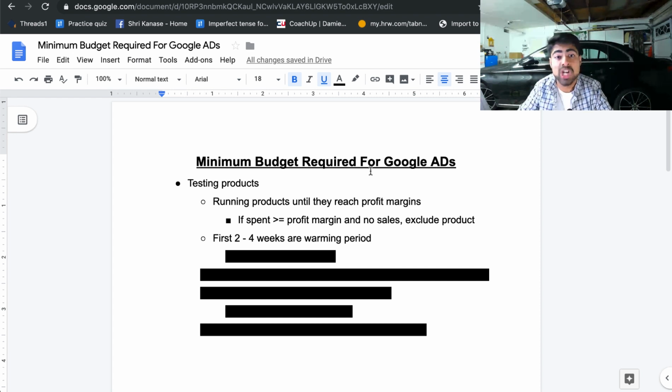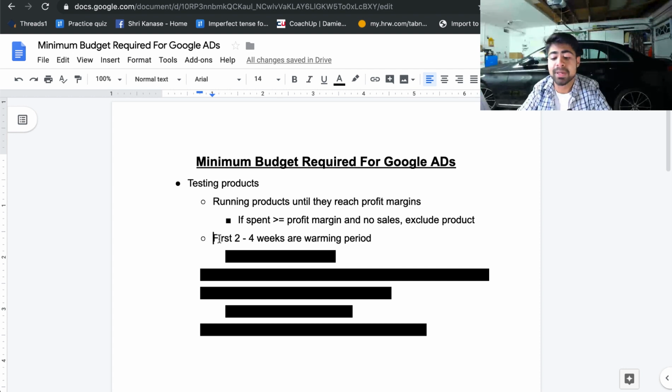But if you are new to Google shopping ads and this is the first time you're running that Google shopping campaign, there is something called the warming period with Google ads. And the warming period actually lasts for a period of 2 to 4 weeks. Within these 2 to 4 weeks, what happens is Google is trying to understand who the audience is, what your product is, and who to show your product to.